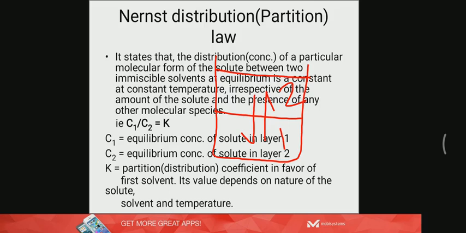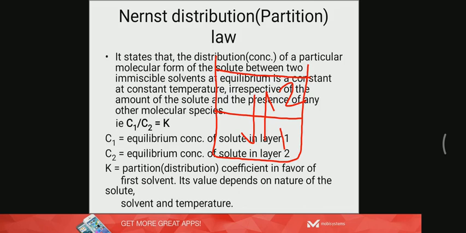That means sometimes the solute may undergo association or dissociation, so that it exists in different forms in the two solvents. We have to consider only a particular form of the solute in both solvents to consider the distribution. The two solvents are immiscible and temperature has to be constant for this law to be valid.